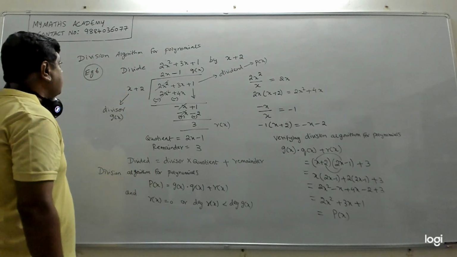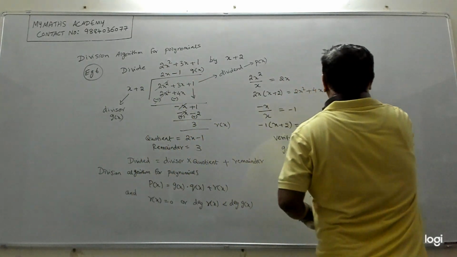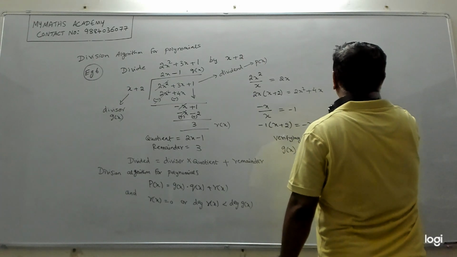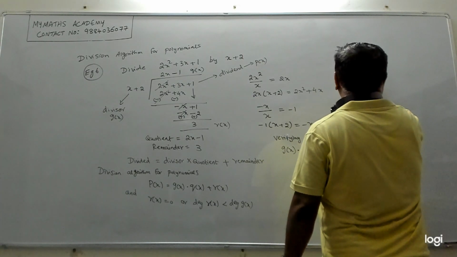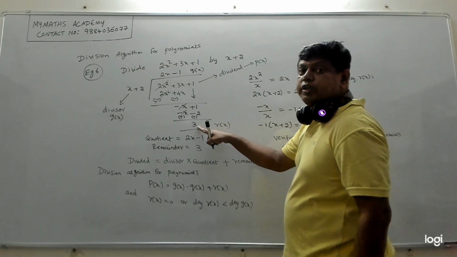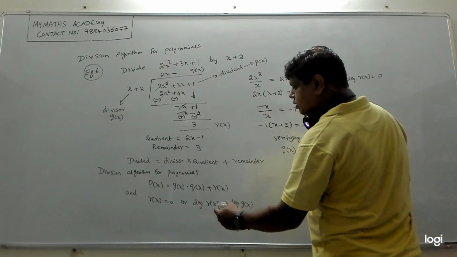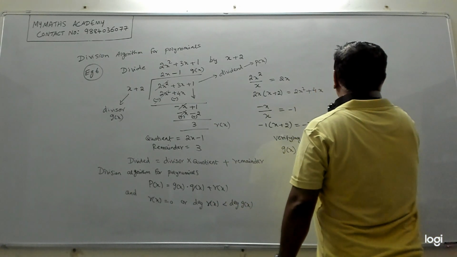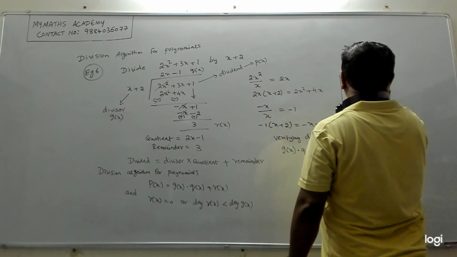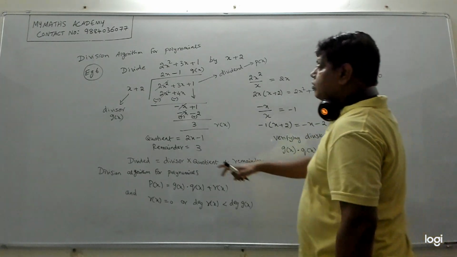Now to check this condition, we will try to find the degree of r of x. What is the degree of r of x? r of x is a constant polynomial, which is only 3, so the degree is 0. Then the degree of g of x. What is the degree of g of x? You have to find the degree of this.